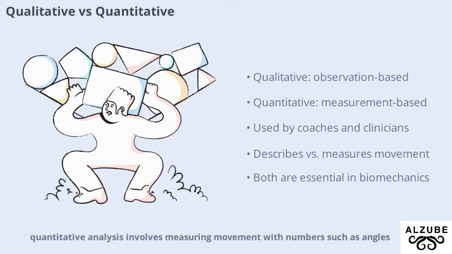On the other hand, quantitative analysis involves measuring movement with numbers such as angles, distances, and speeds, often using specialized tools. Both approaches are essential in understanding human motion, but qualitative analysis is especially valuable for quick assessments and feedback in real-world settings. Let's see how these methods complement each other in practice.